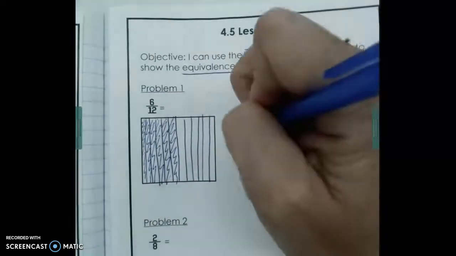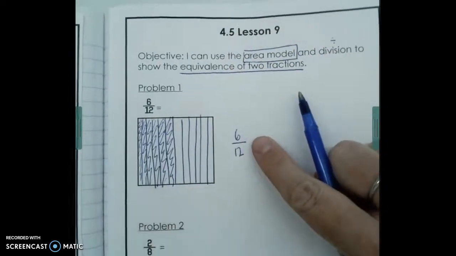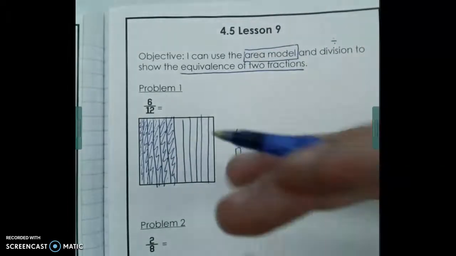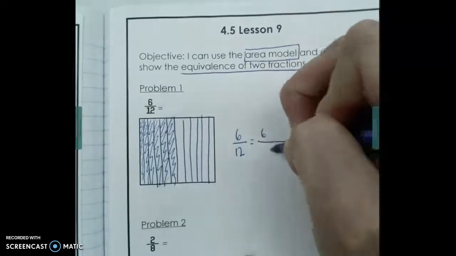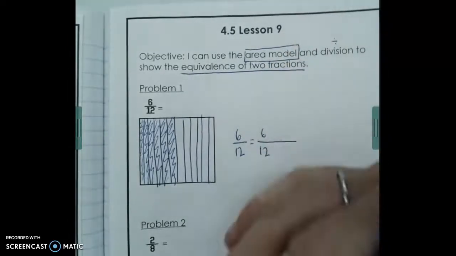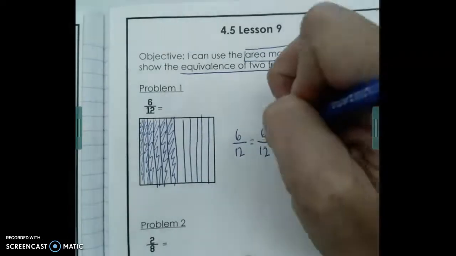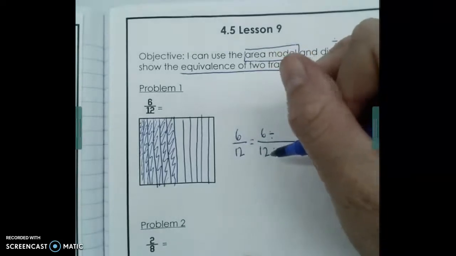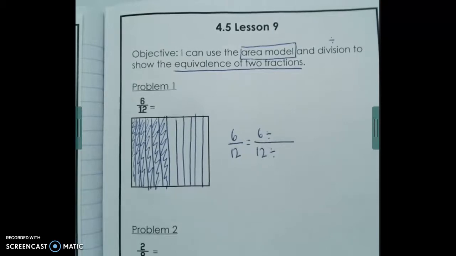So when I look at 6/12s, I know these are really small pieces that I've cut it up into, and I want to find an equivalent fraction that can be bigger, so that I don't have to cut these up into such small little pieces. Just like what we did when we were multiplying, we can do the same thing here, but we're going to divide. So top and bottom, we're going to divide by the same number. So what's the number that can go into 6 and go into 12? That we know.